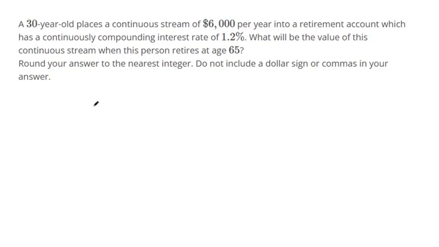So if something's compounded continuously, then the amount you have after a certain amount of time is equal to the principal times e to the rt power. And so for this one, it's compounding continuously. What would be the value if this continuous stream of the person retires at the age 65? You've got to plug in $6,000 for the principal because that's the starting amount. And then the rate is 1.2%, so that'd be 0.012 for r.